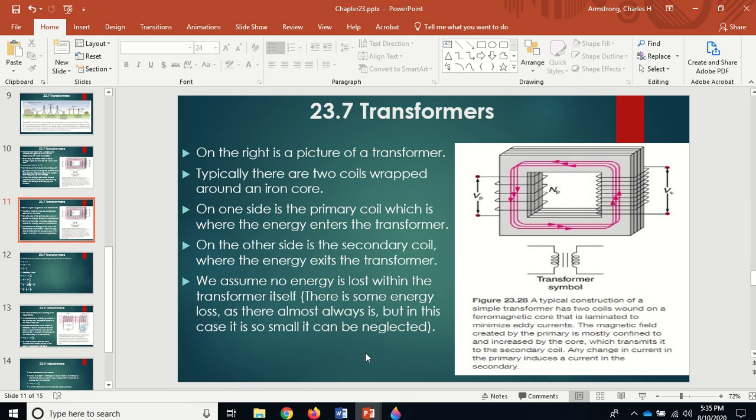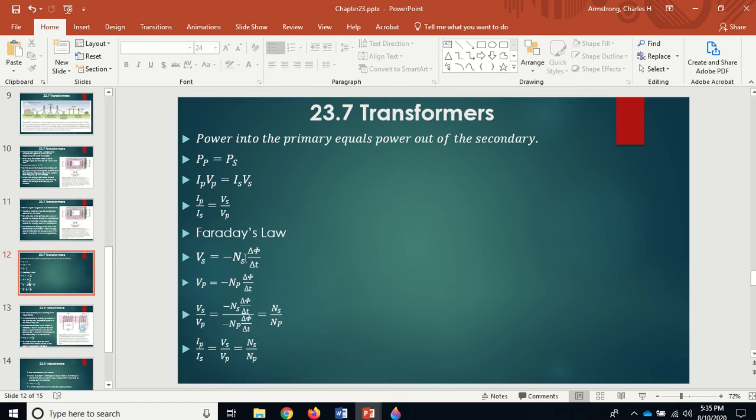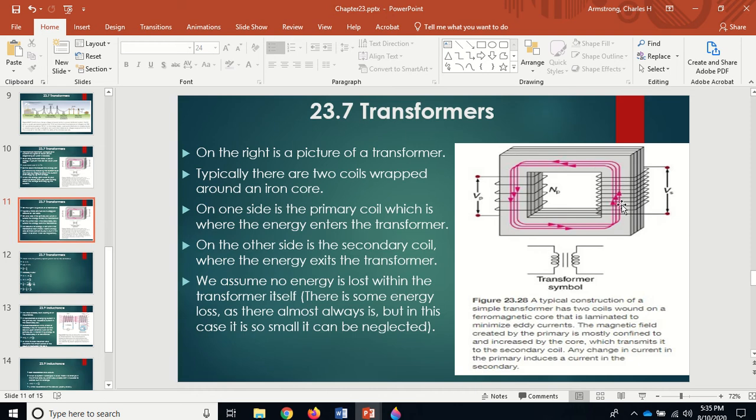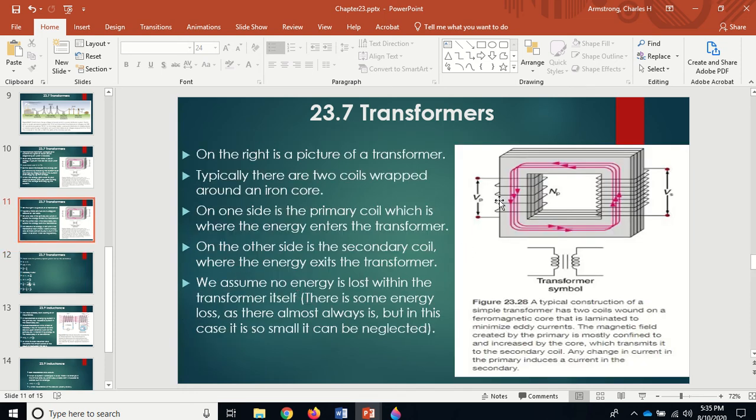Now we go back over here. So we're inducing the voltage and the current here. The secondary voltage is going to be the number of turns we have in the secondary coil, how many turns we have over here, times the change in the flux over change in time. The primary coil is the same thing, only it's the number of turns we have in the primary coil. You can see from this picture here we have a lot more in the secondary than we do in the primary.